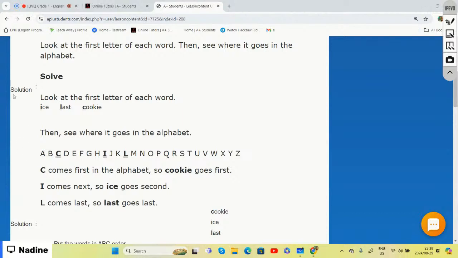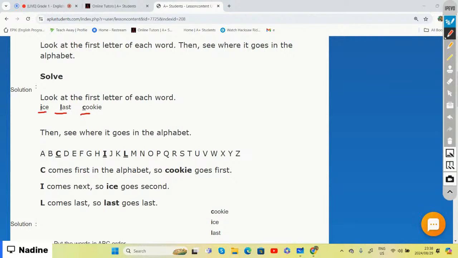All right. And we see that the words that we need to look at in order to put in order, it's ice, last, and cookie. So if you look at the words, the words that you need to specifically look at, or let's say the letters actually in the word, is the first letters of the word. And that is why they say we need to specifically look at the alphabet, A to Z.